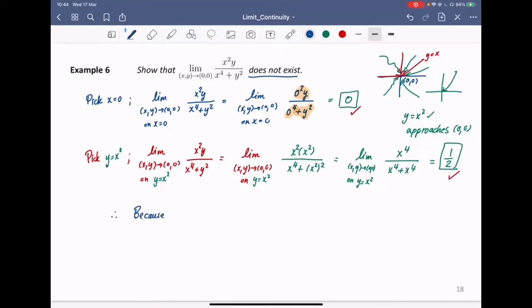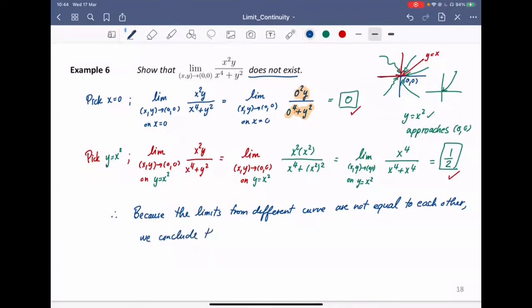Because the limits from different curves are not equal to each other, we conclude that the limit does not exist. The limit of x squared y over x to the fourth plus y squared, as (x, y) approaches (0, 0), does not exist. D and E. All right.